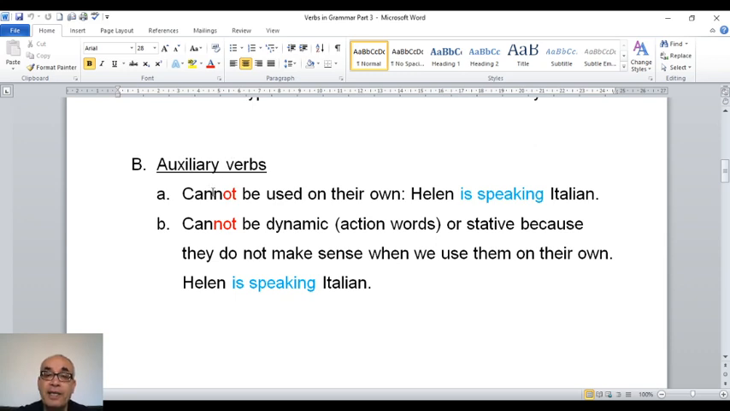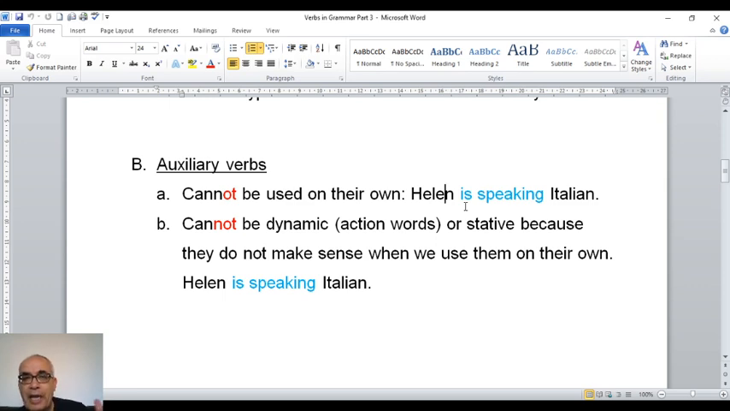Auxiliary verbs cannot be used on their own. So, Helen is speaking Italian. Is is a verb, and I'm using it to make present continuous. So I cannot use is in a sentence on its own, unless in some situation, because we can use verb to be as a main verb and as an auxiliary verb.